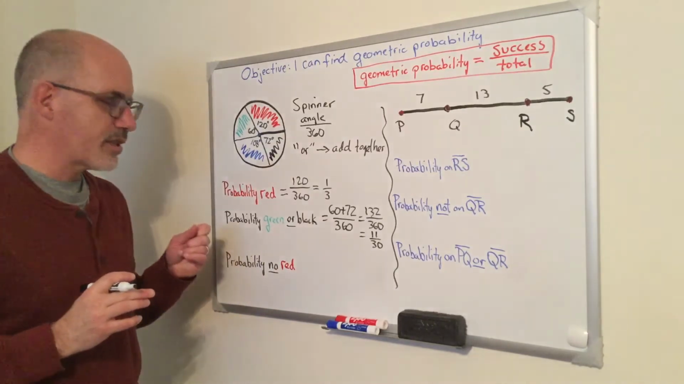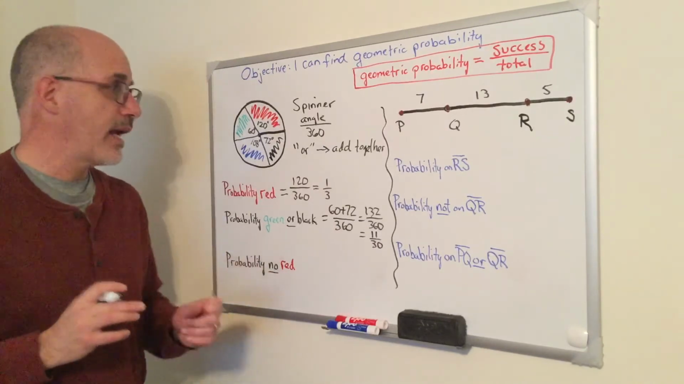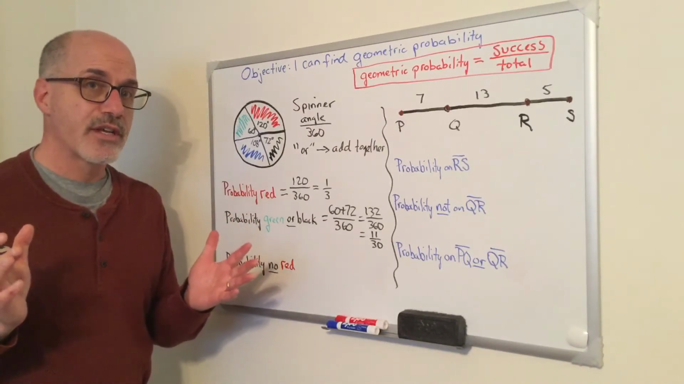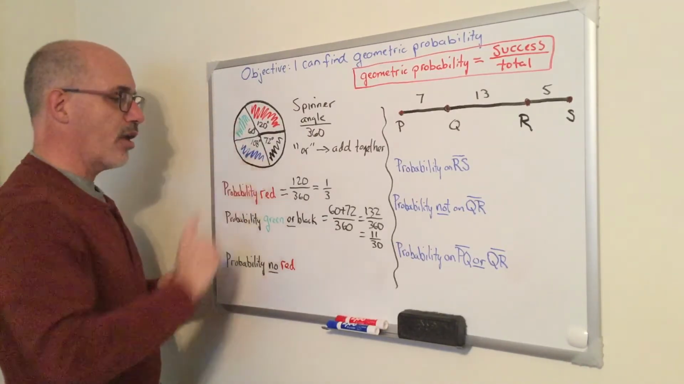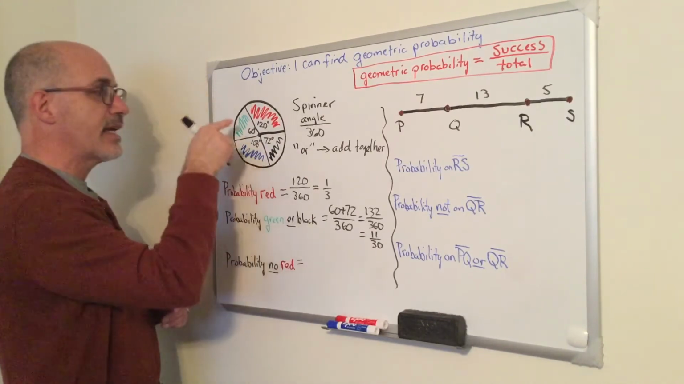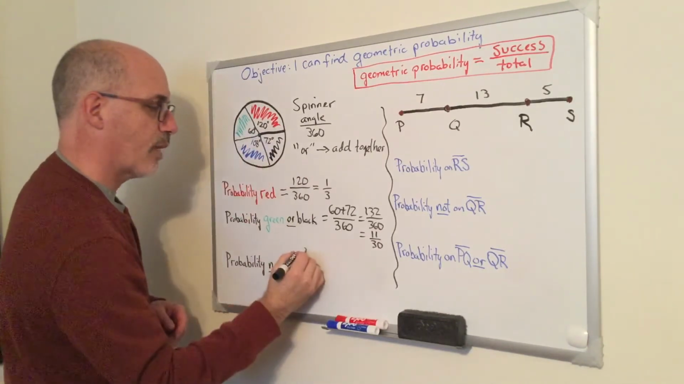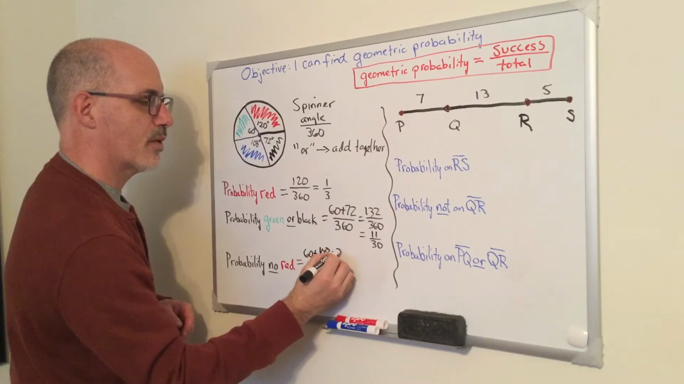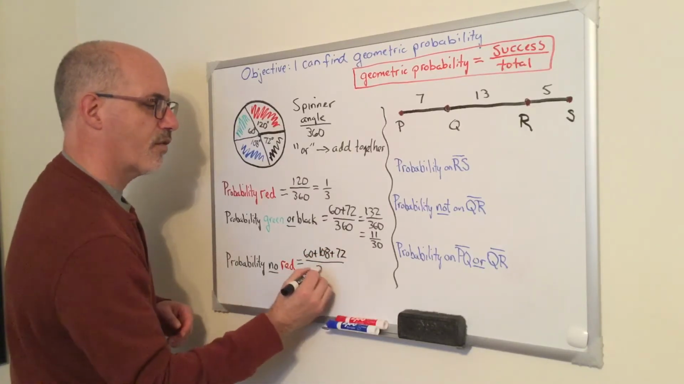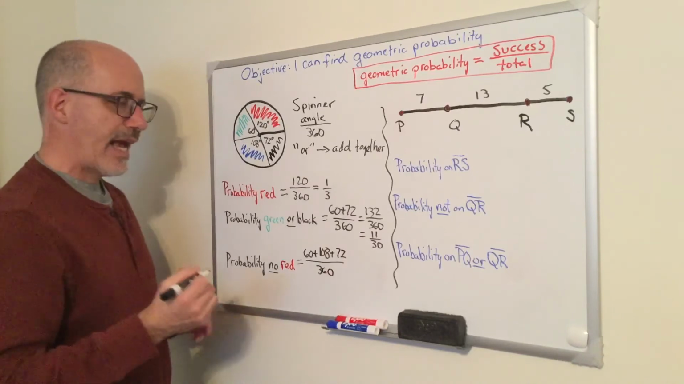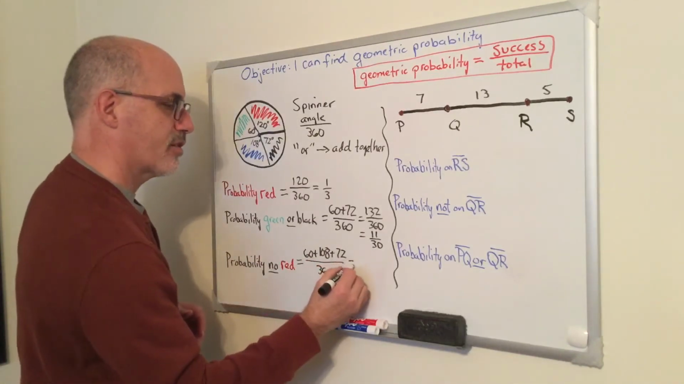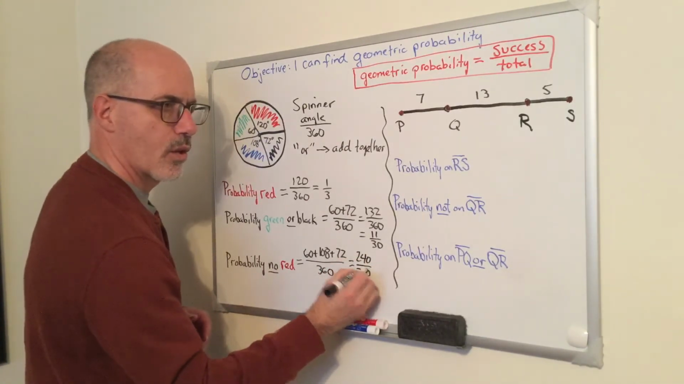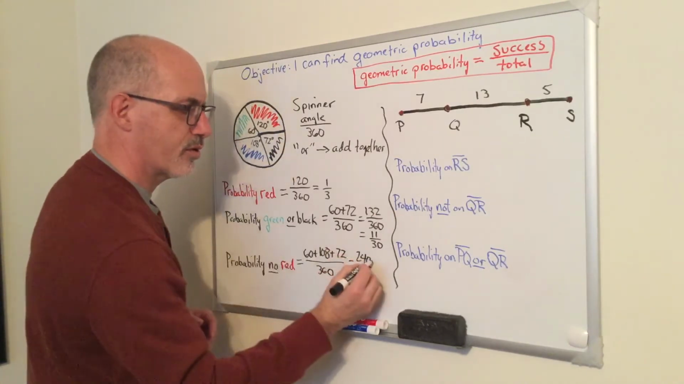Now, one more different type of problem. What if we said, what's the probability it would not land on red? So we want anything except for the red. There's two ways to go about this. You could either say, I'm going to add up all of these, which I'm going to start off by doing 60 plus 108 plus 72, everything that's not red. So 60 plus 108 plus 72, put that all over my total, which is 360. Add those together, and I get 240 over 360. Which then reduces down to 2/3.